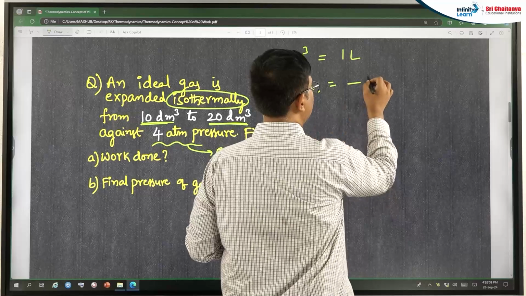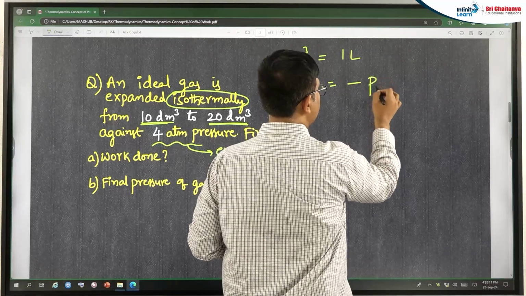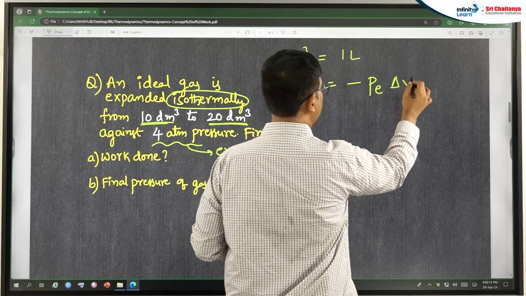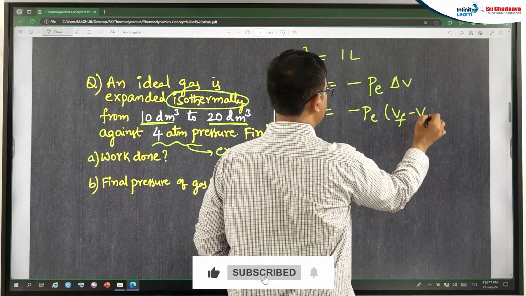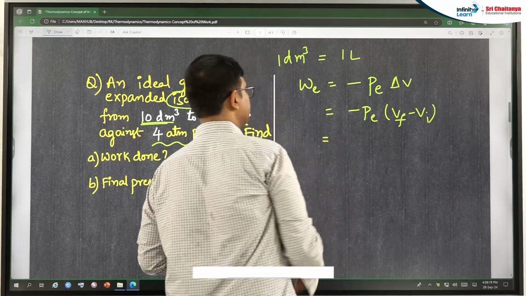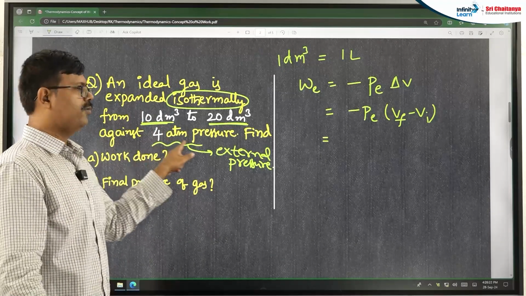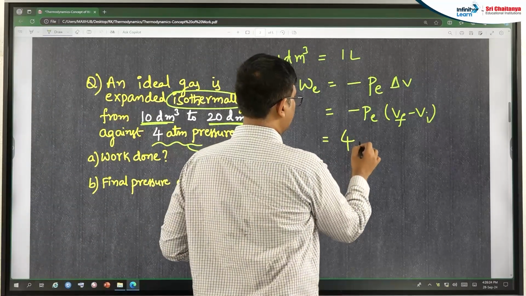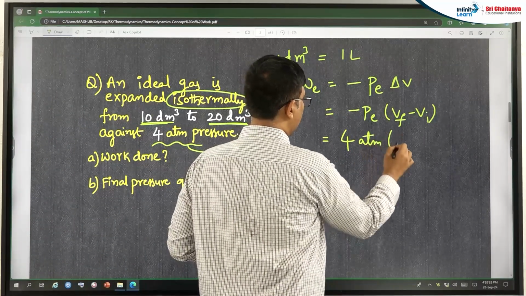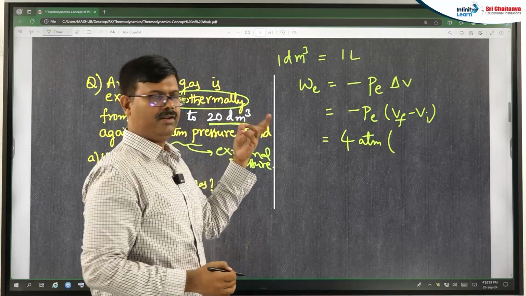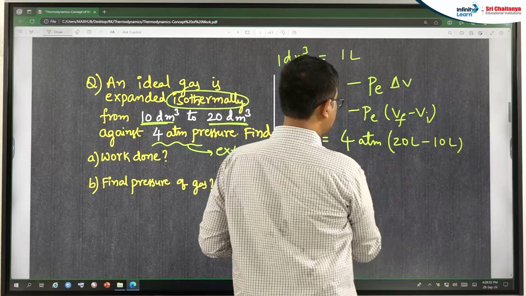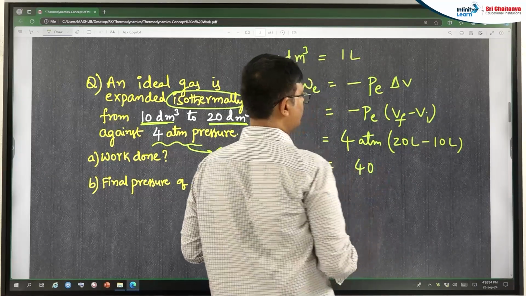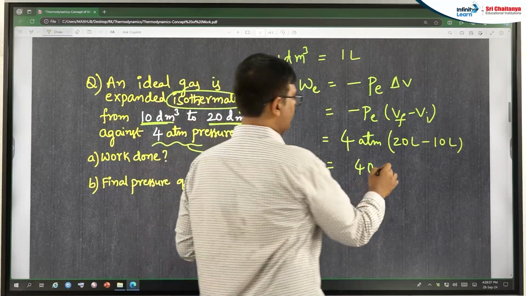Therefore, work done is minus P external into delta V, that is V final minus V initial. Now what is external pressure? External pressure is 4 atm. Final volume is 20 decimeter cube, means 20 liters, minus 10 liters. So 40 atm liters.